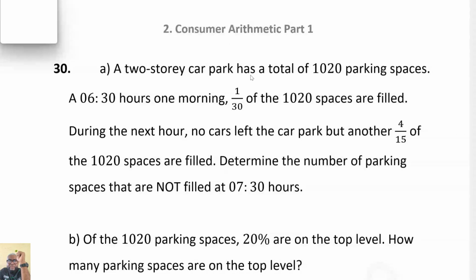A two-story car park has a total of 1,020 parking spaces. At 6:30 hours one morning, 1/30 of the 1,020 spaces are filled. During the next hour, no cars left the car park, but another 4/15 of the 1,020 spaces are filled. Determine the number of parking spaces that are not filled at 7:30.